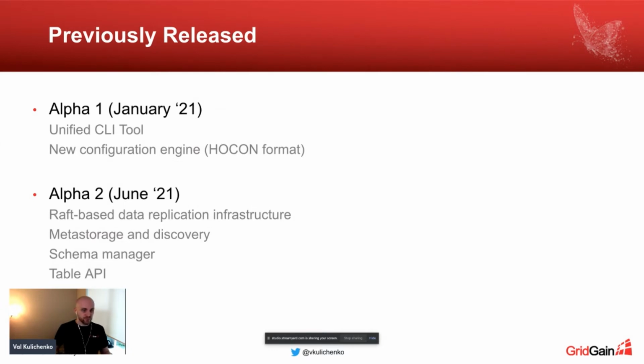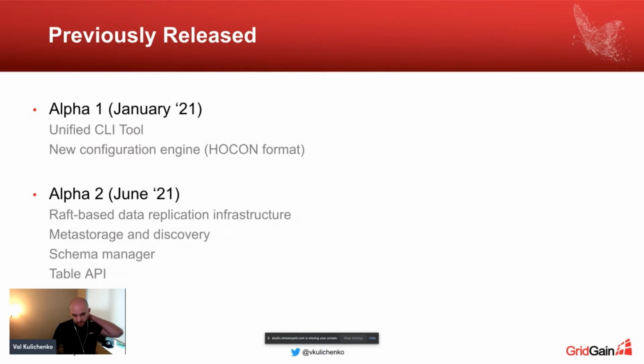Then the meta storage, which is essentially the first use of this replication infrastructure. Meta storage is a component that stores the information about the tables, about the configuration, and anything that has to be shared across the nodes in the cluster. And it also introduced Discovery, which obviously uses this meta storage to exchange the information.